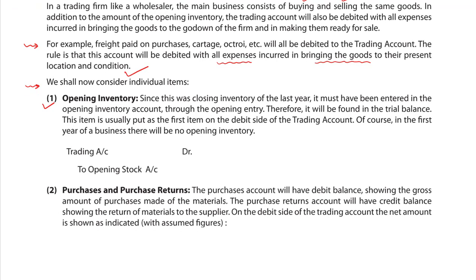First, opening inventory. Since this was closing inventory of the last year, it must have been entered in the inventory account through the opening entry. Therefore, it will be found in the trial balance. This item is usually put as the first item of the debit side of the trading account. Of course, if it is the first year of the business, there will be no opening inventory. So, trading account to opening inventory.